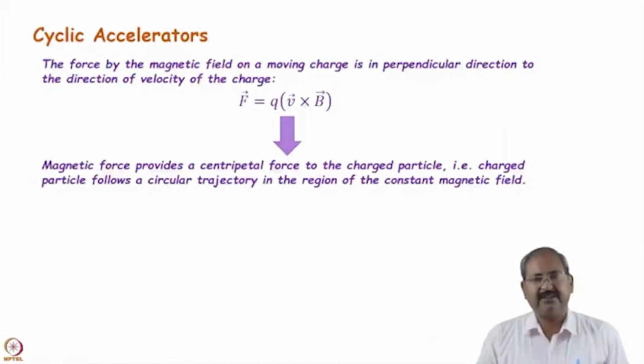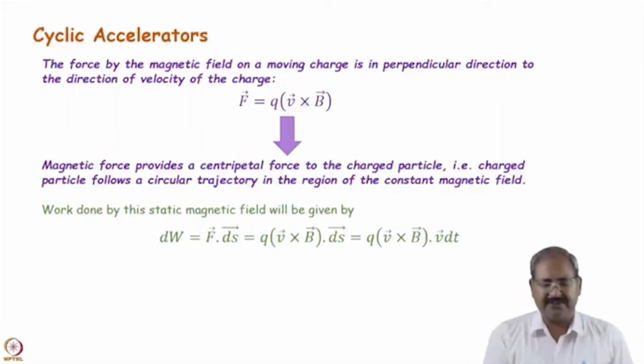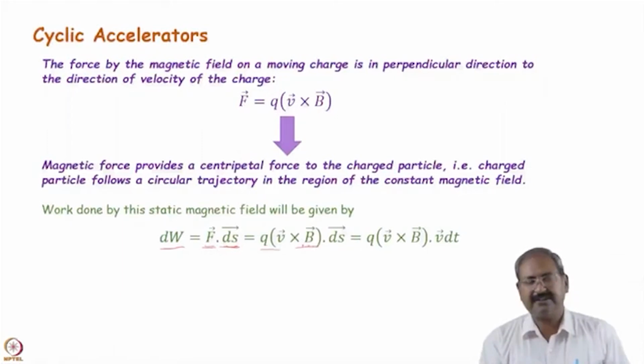So in all the cyclic accelerators, some kind of magnetic field will be there for generating the curvature in the design trajectory's path. Now, will this magnetic field change the energy of the particle? No, it will not change, because the change in energy is the scalar product of force and displacement. Now force was qv cross B, so the scalar product of qv cross B with ds. Now ds is the displacement, which can be written as v dt.